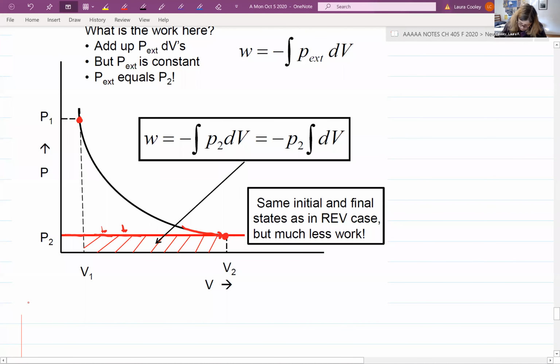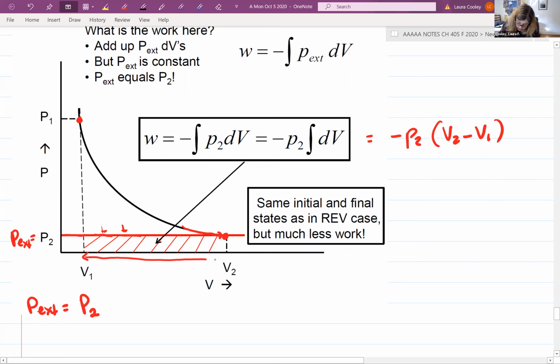And P external, remember, that is the final pressure of the gas, because the gas stops expanding when the pressure inside and outside are equal. So P external equals P2, so this is P external. And remember that what you get here is minus P2 times (V2 minus V1), right? This is V2 minus V1 here. This is P2, and it's simply this area. It's a much smaller area, okay?